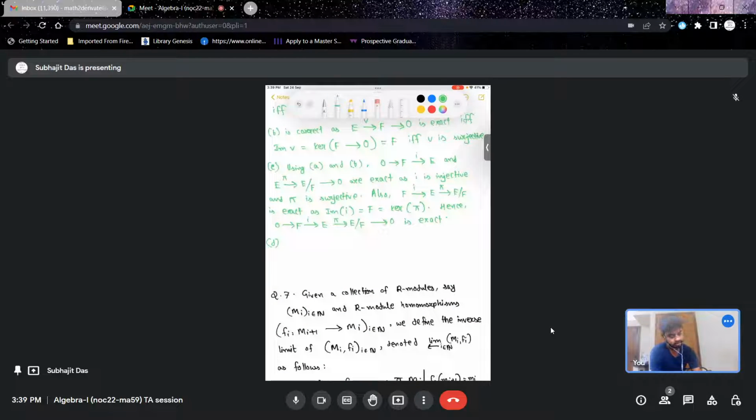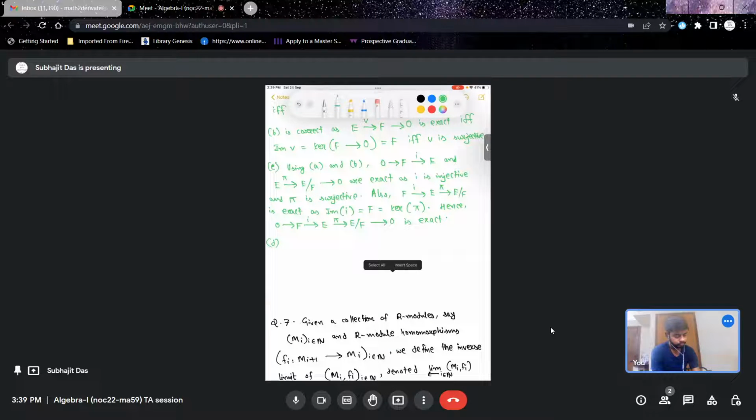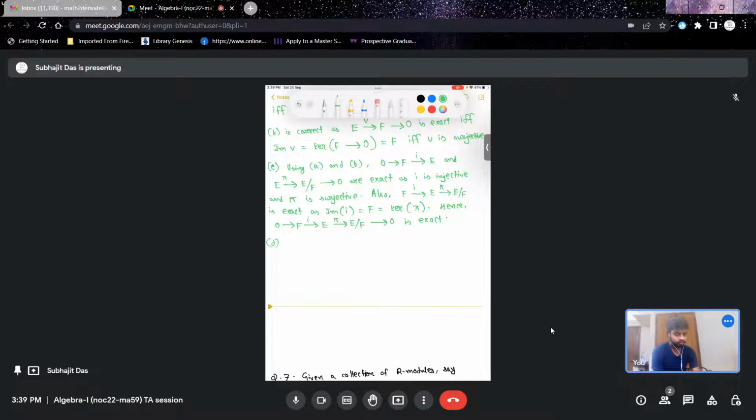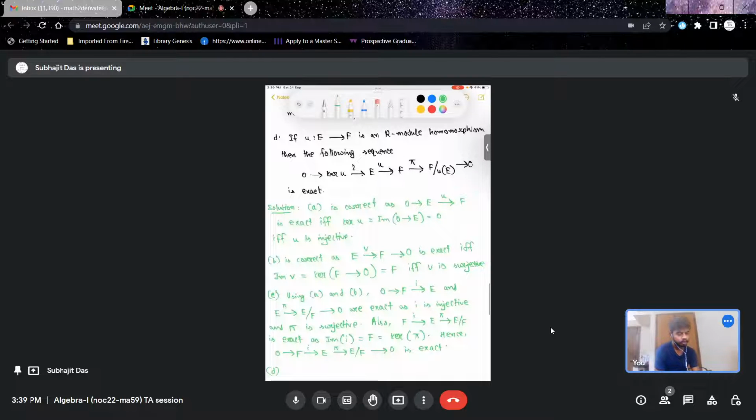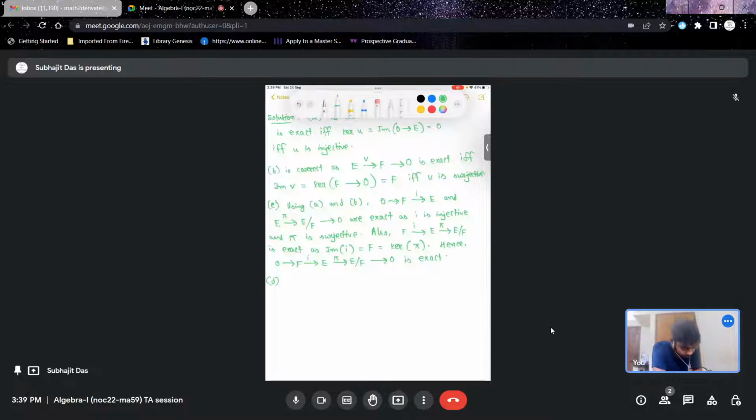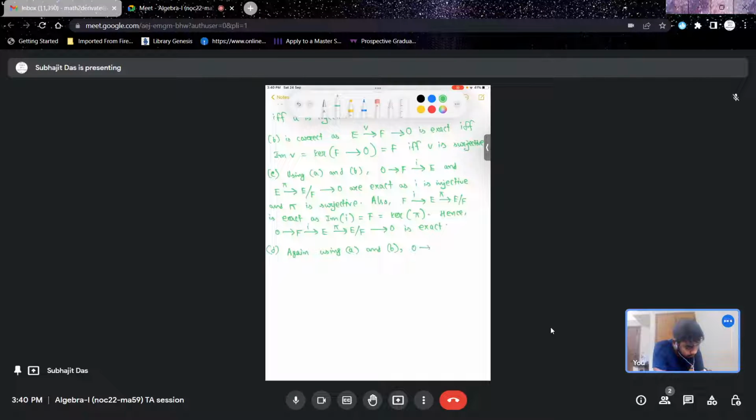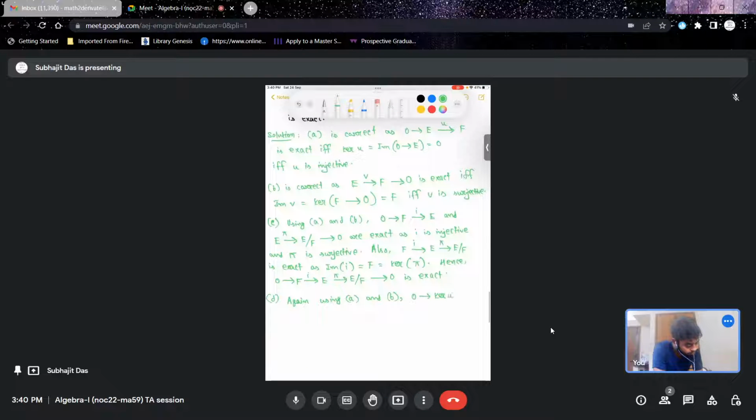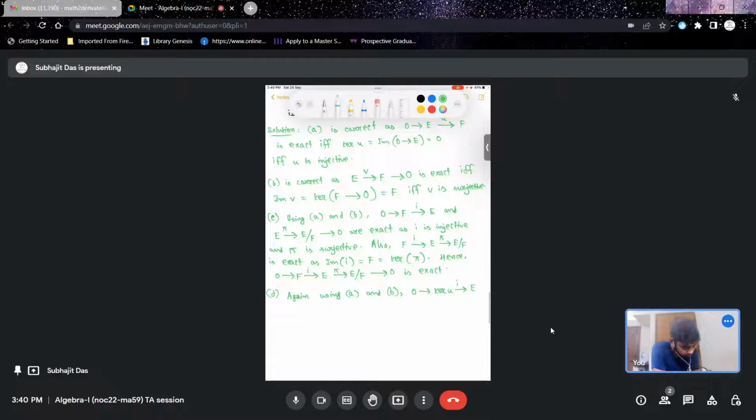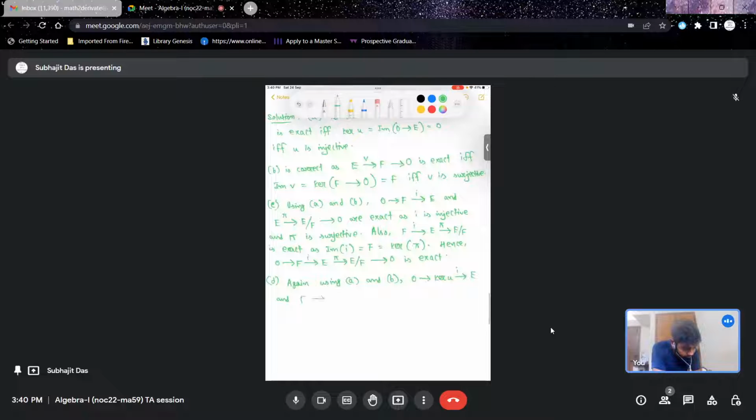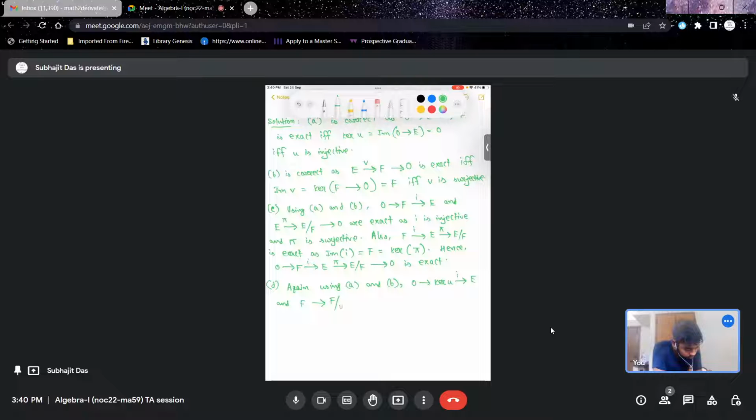So let me make some space. Okay. So again, using part A and part B, we know that 0 to the kernel of U to E and F to F mod U(E), which is called the co-kernel of U, so this is pi, to 0, are exact.